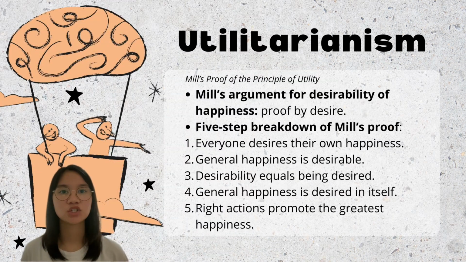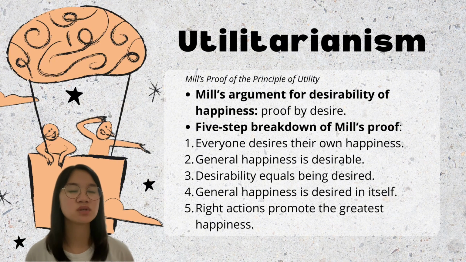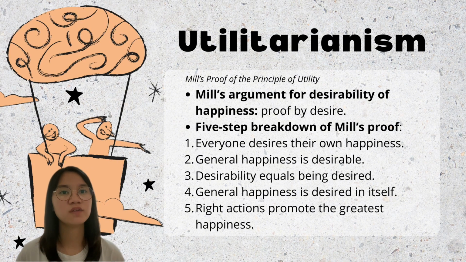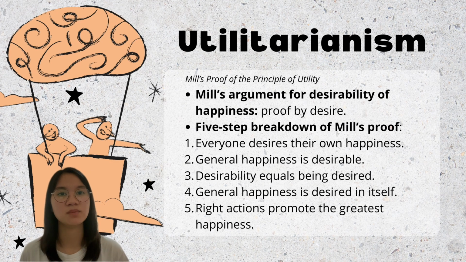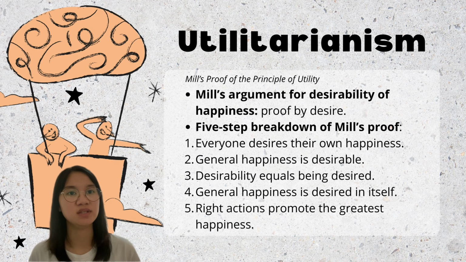In his work, John Stuart Mill offers one of the most controversial arguments for utilitarianism, his proof of the principle of utility. Mill proposes that the only way to prove something is desirable is by showing that people actually desire it.